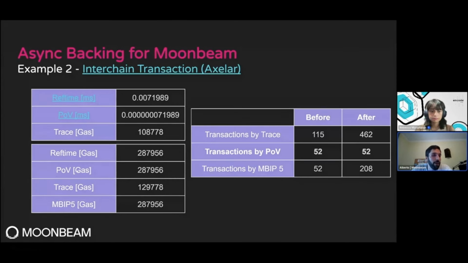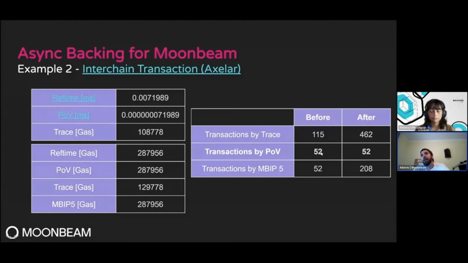But if we go and look into this table down here, the main limiting factor was the MBIP5 and POV, because like I said, these two are related. So POV is very related to MBIP5, MBIP5 is not related to POV. So you can see that the POV was the limiting factor here in this type of transaction, which means that with async backing, we don't really see an improvement, right?